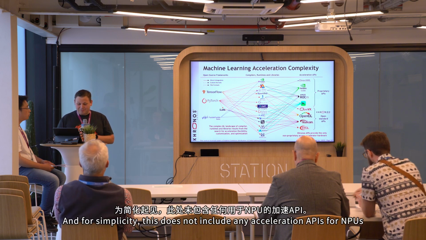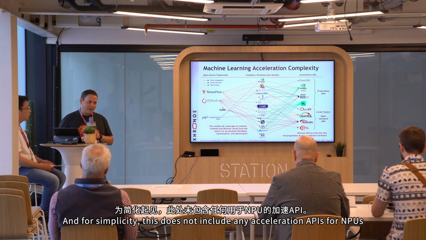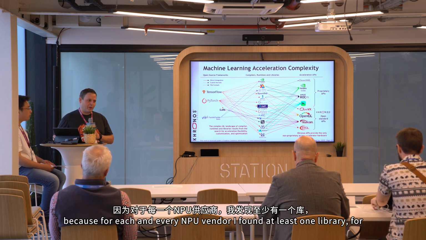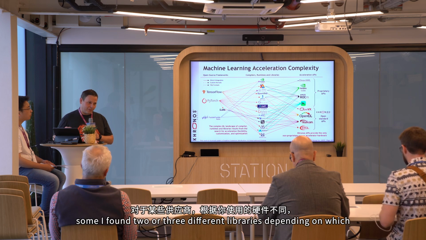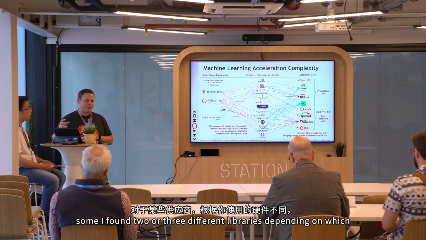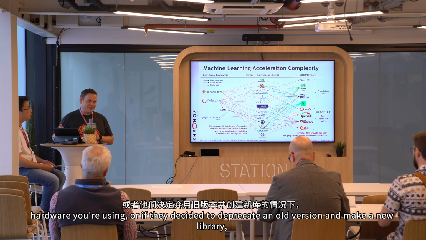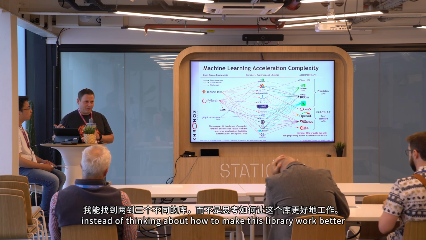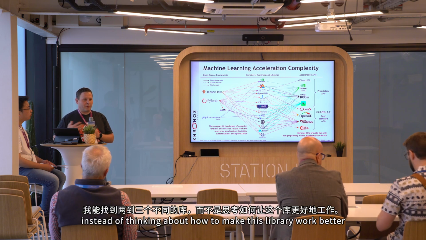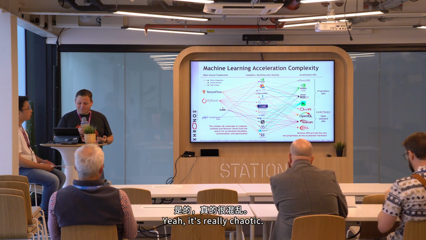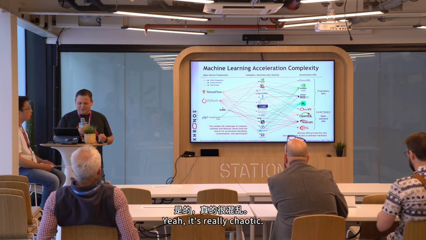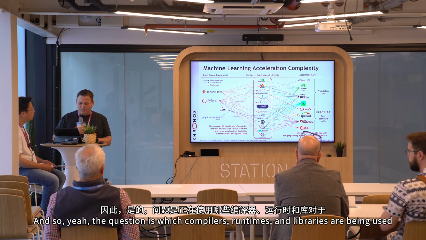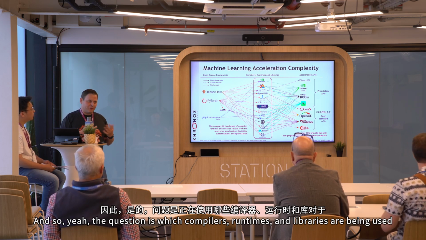And for simplicity, this does not include any acceleration APIs for NPUs, because for each and every NPU vendor, I found at least one library. For some, I found 2 or 3 different libraries, depending on which hardware you're using, or if they decided to deprecate an old version and make a new library instead of thinking about how to make this library work better. Yeah, it's really chaotic.